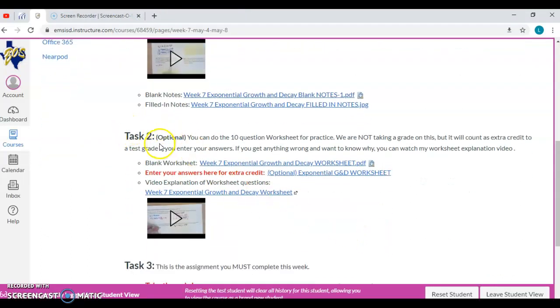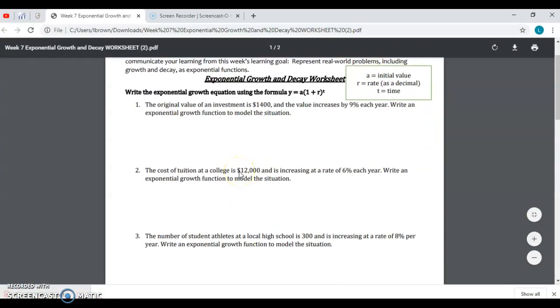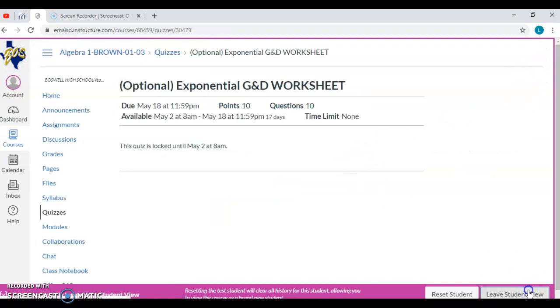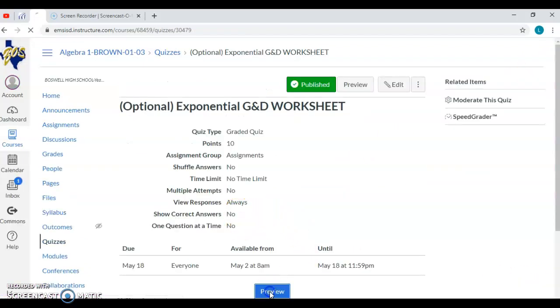Now, task number 2 is optional, which means you do not have to do it. But if you do, you will receive extra credit. It is a 10-question worksheet, and for each question that you get correct, I will add 1 point to your test grade. Okay. So if you do this worksheet, you need to enter your answers here for extra credit, and I'm going to show you what this will look like if you enter them. Let me leave student view so that you can see this.